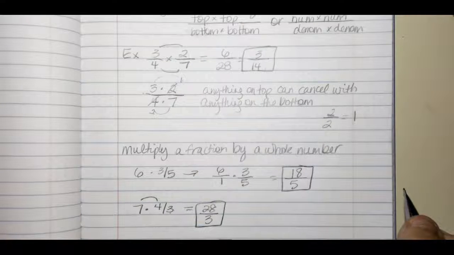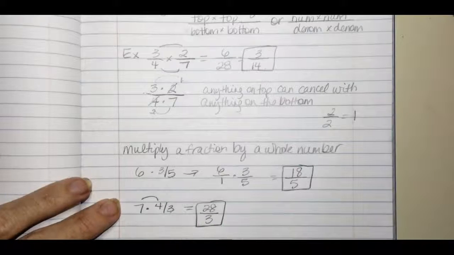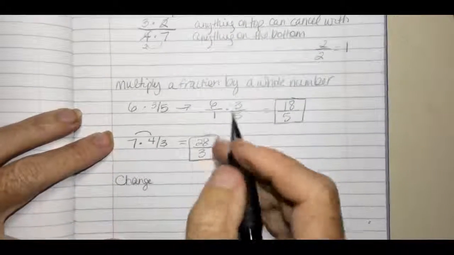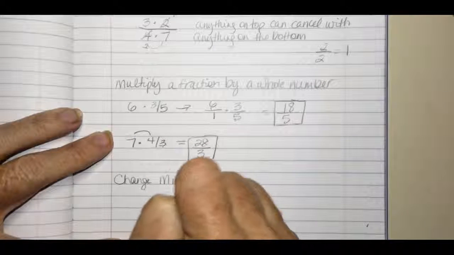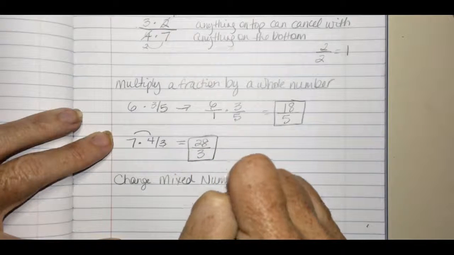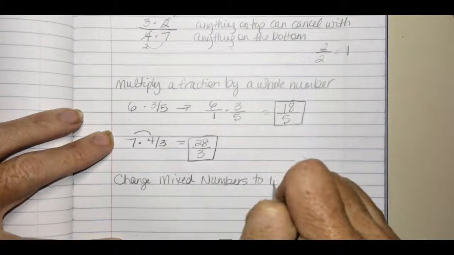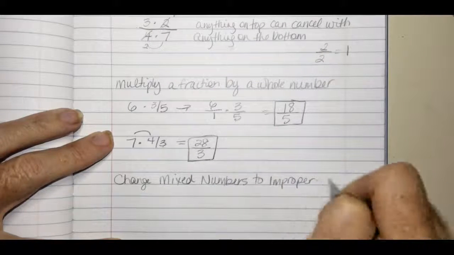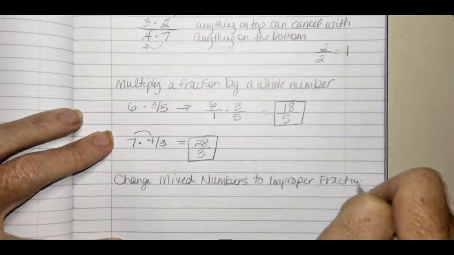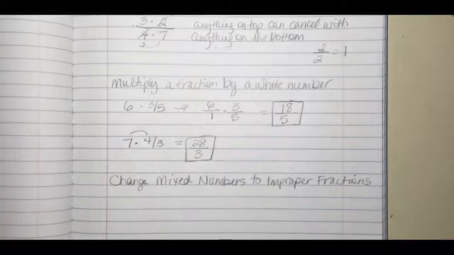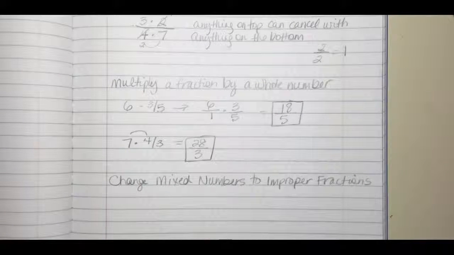All right, last one is when you need to change mixed numbers to improper fractions. Okay? And we need to do this before we multiply. It's much easier if you have just everything in improper fraction form. Mixed numbers make things kind of difficult, easier not to have them. So if you get a mixed number, the first thing you're going to do is change it to an improper fraction before you try to multiply or divide.